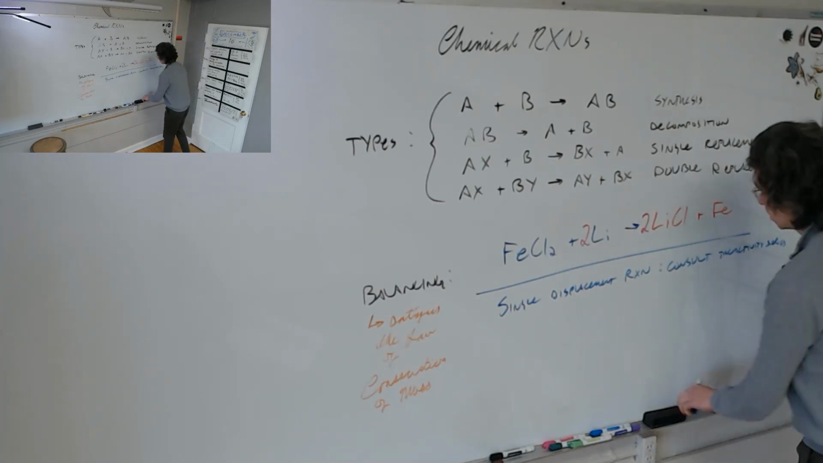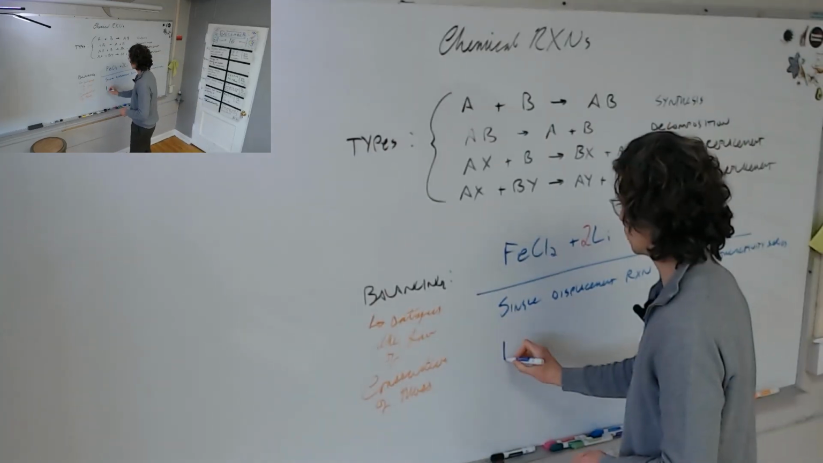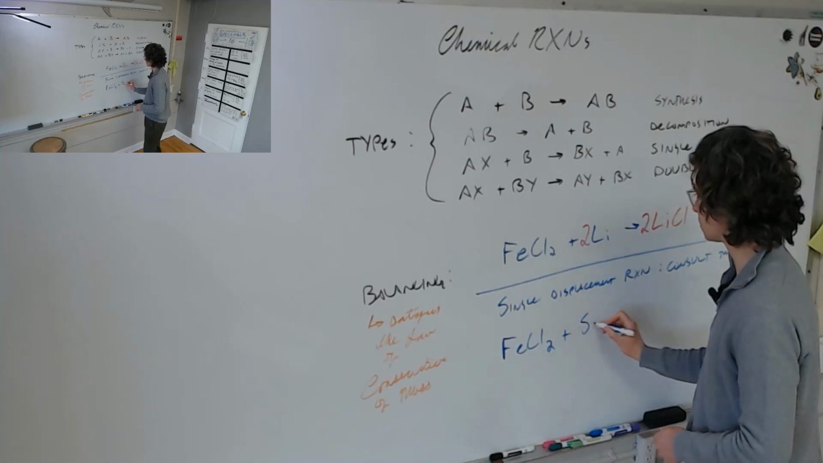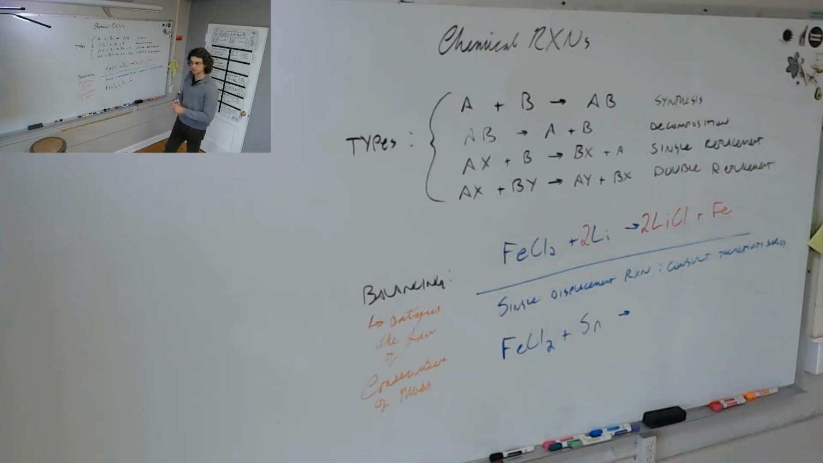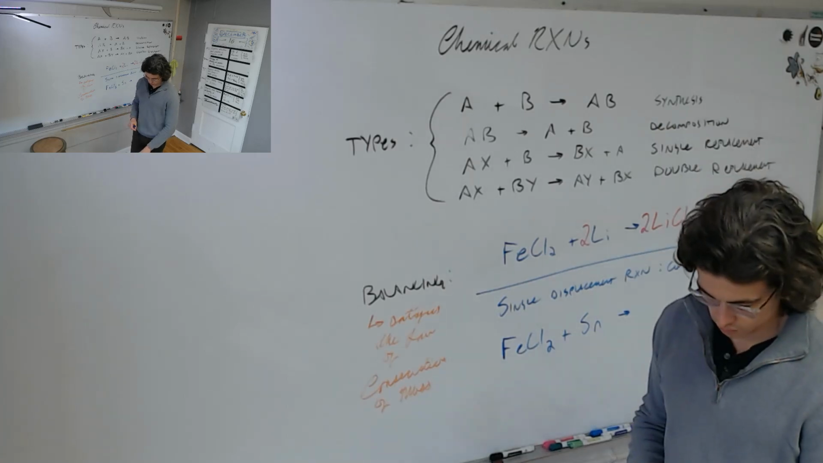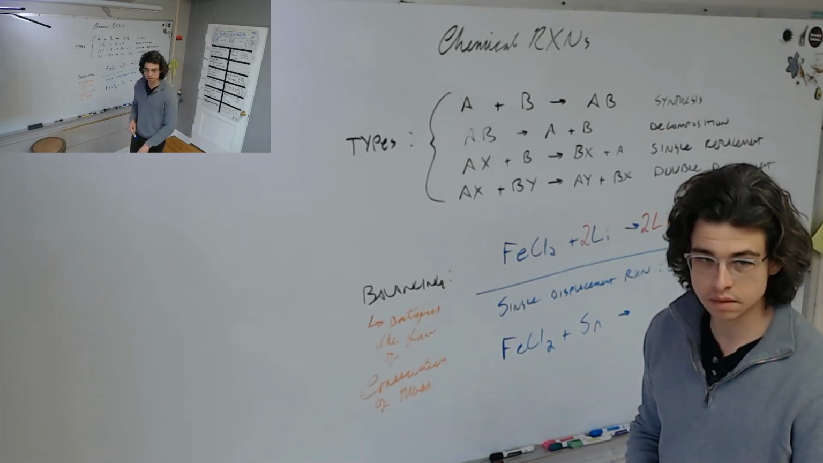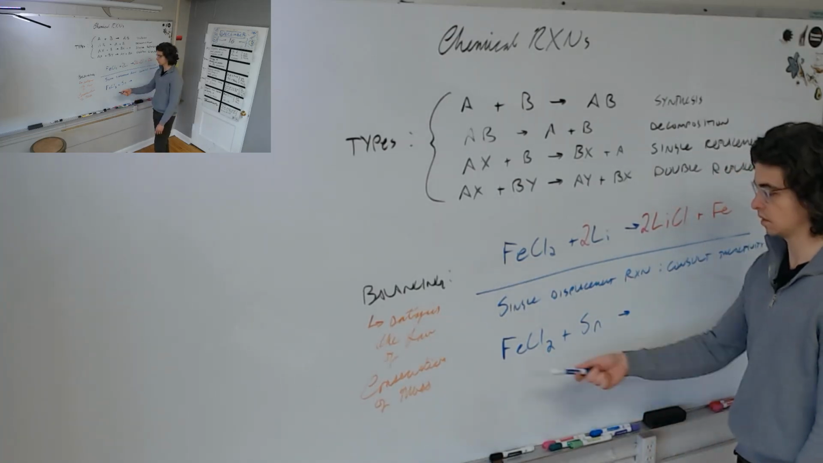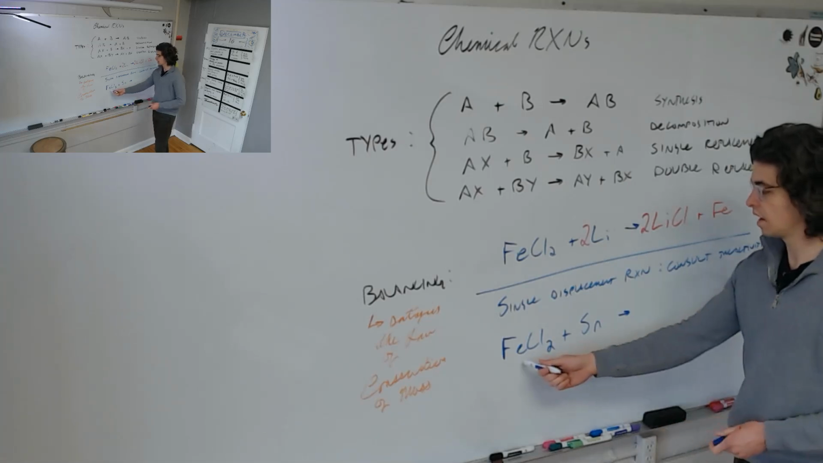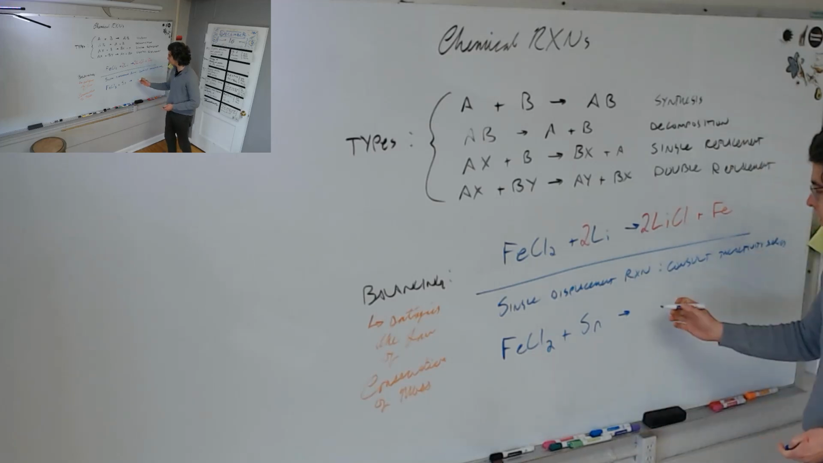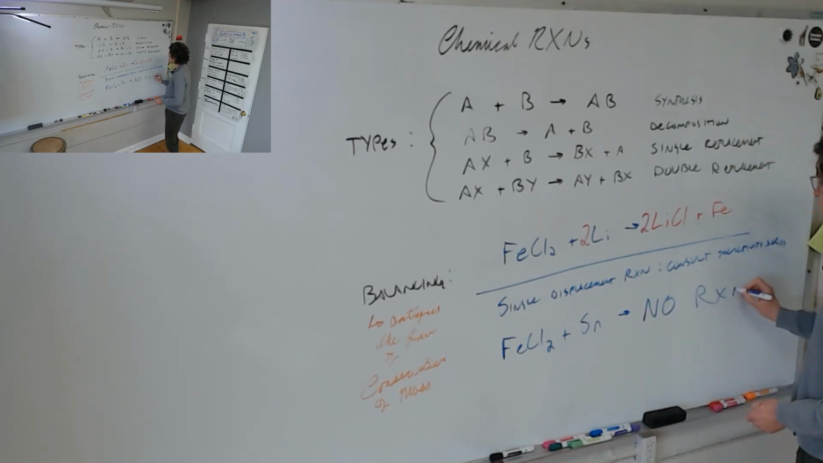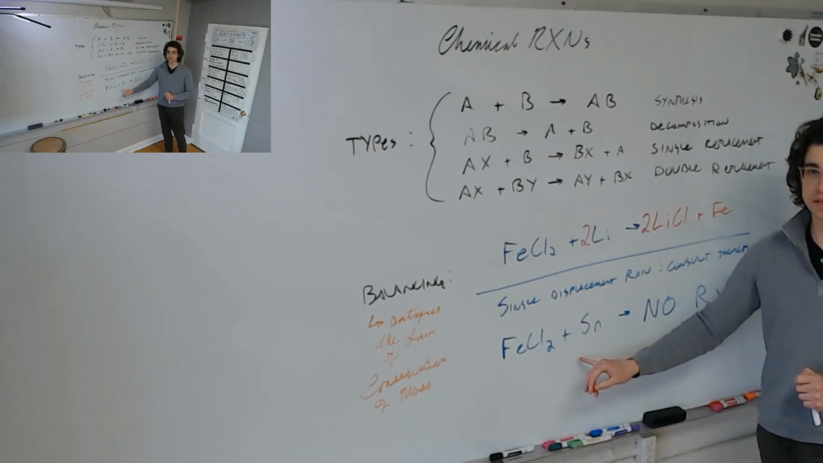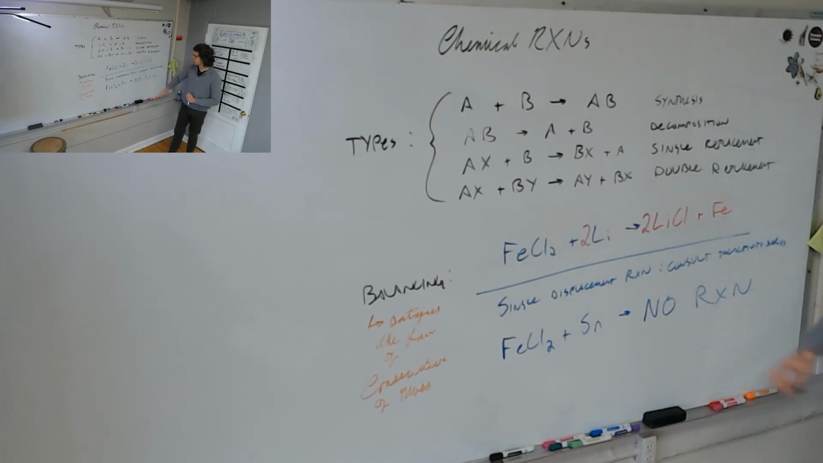What about if you had, we're going to do another example, iron 2 chloride again, but this time it's being combined with tin. Well, look at the activity series. Iron is above tin. So if you're the chlorine, would you rather be with the iron or the tin? The iron. And so you were already with the iron, and so does anything happen? Well, no. The answer is no, RXN. No reaction occurs. So if the potential replacement is lower on the activity series, no reaction occurs.